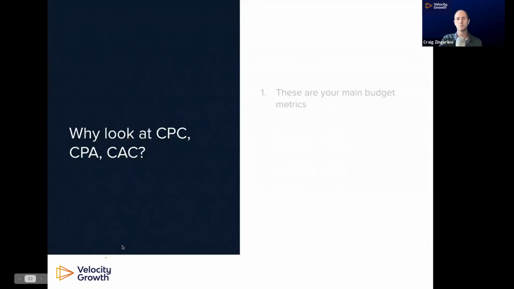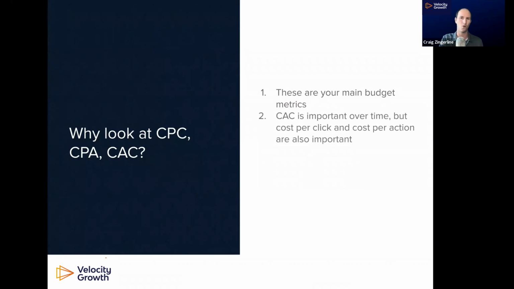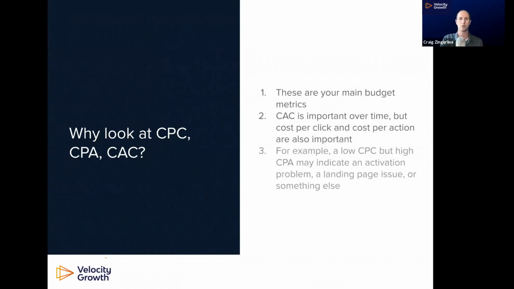Now, why do we look at these? You're going to look at CPC, cost per action, and customer acquisition cost, because these are going to be what drives your budget. Your CAC is important over time, but some of these other metrics are also going to be faster in giving you a signal of what's working and what's not working. So a low CPC with a high cost per action or high EPAG metric may indicate that you've got an activation problem, or your landing page isn't great, or something else is happening. Maybe your page speed is too low on mobile, and you just don't have the ability to convert users yet.